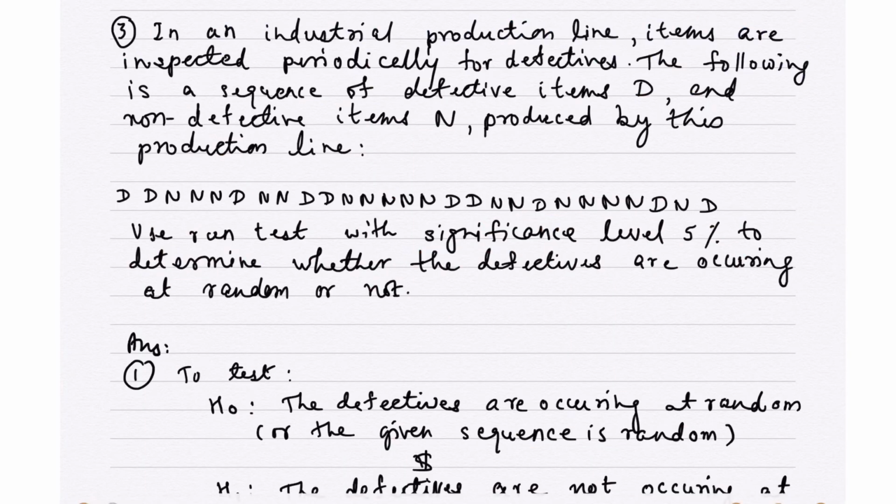Question. In an industrial production line, items are inspected periodically for defectives. The following is a sequence of defective items, capital D, and non-defective items, N, produced by this production line. We are given the sequence of D and N's. We are asked to use run test with level of significance alpha as 5% to determine whether the defectives are occurring at random or not.